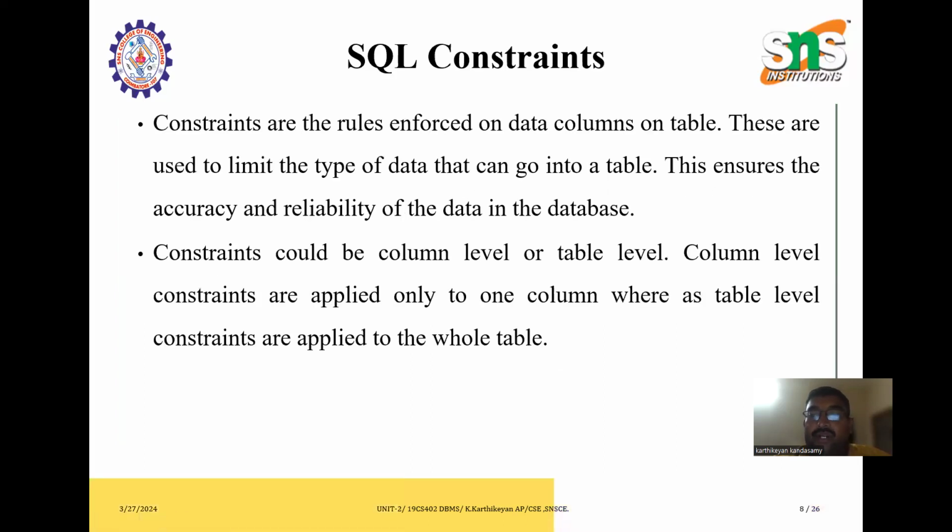Next one. What is an SQL constraint? SQL constraints are rules enforced on the data columns of a table. They limit the type of data that can go into the table. They ensure the accuracy and reliability of data in the database. So a constraint could be column level or table level. Column-wise, for example, your ID number, name, address, and phone number. And table-level constraints apply over the whole table, covering your age, address, a particular name, and a phone number. This is the overall table where it is applied.